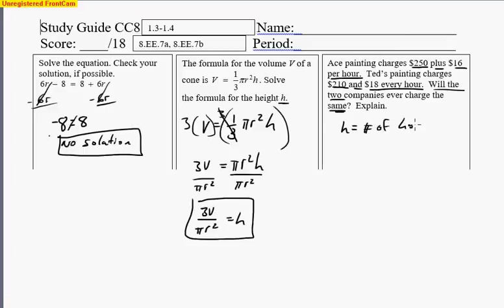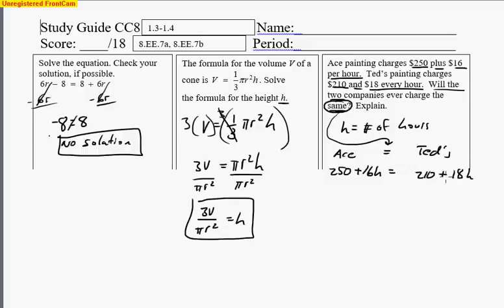And so what I'm going to do is set up two equations. I'm going to set Ace equal to Ted's. Now the reason I'm doing that is because we want to find out, will they charge the same? The same tells me I need to use an equal sign. So Ace Painting charges $250 and $16 each hour, where Ted, he charges $210 and $18 each hour.